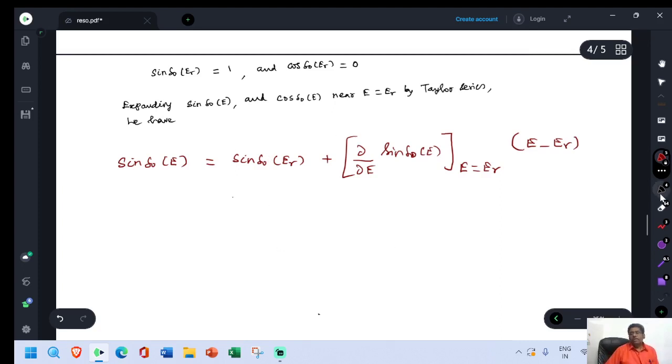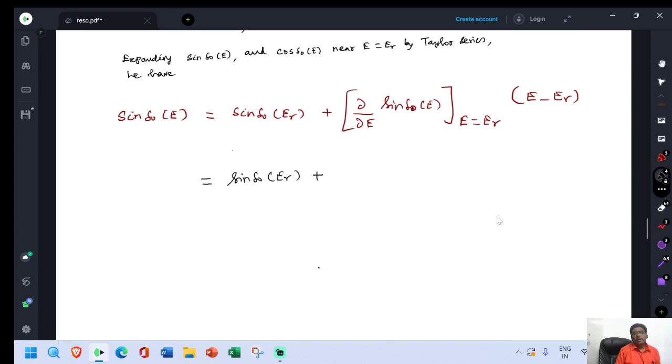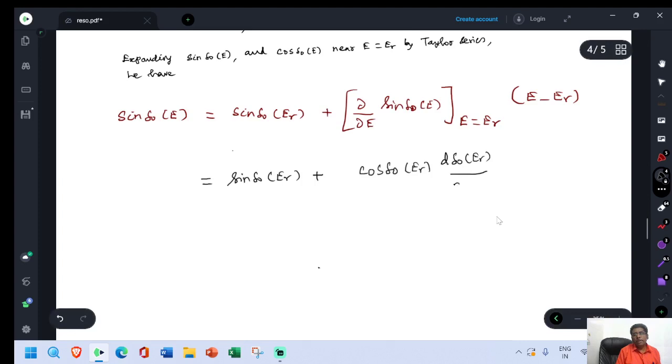Now we have to modify this. This is equal to sin δ0(E_R) plus ∂/∂E of sin δ0(E), which is cos δ0(E). If you differentiate sin δ0, it changes to cos δ0(E) at E equal to E_R, into dδ0(E_R)/dE, the entire thing multiplied by (E minus E_R). Then we differentiate δ0, that is dδ0/dE. Here δ0 is a function of E.